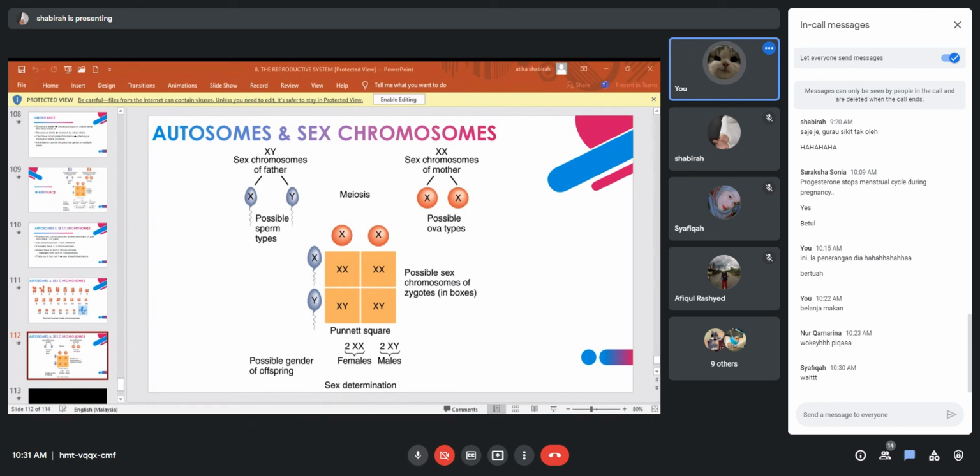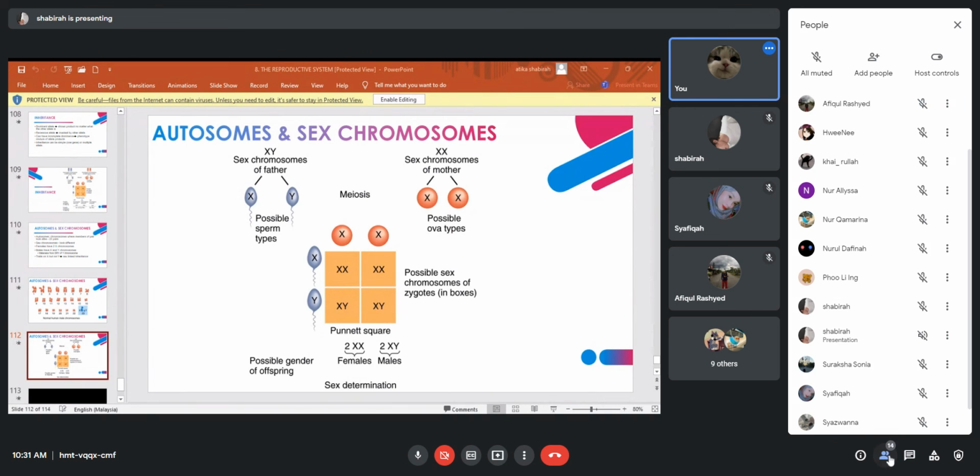Oh, mitosis ni yang dia hasilkan sel anak tu kan? Aku ke Syabira? Eh. Tak apa, tak jadi.